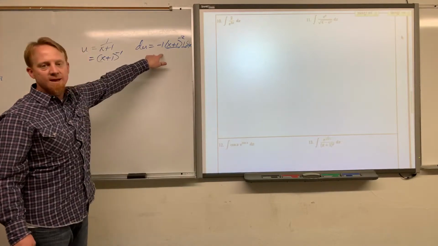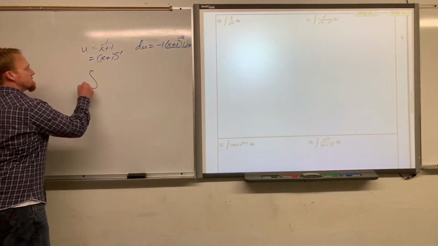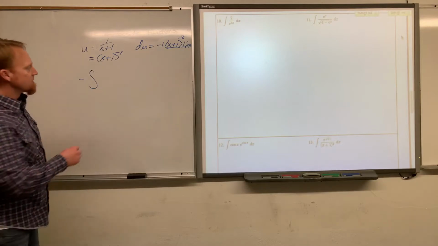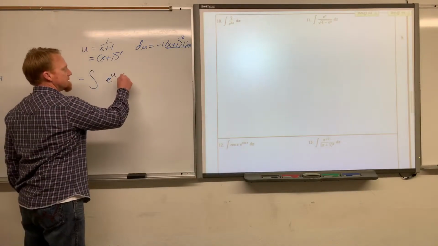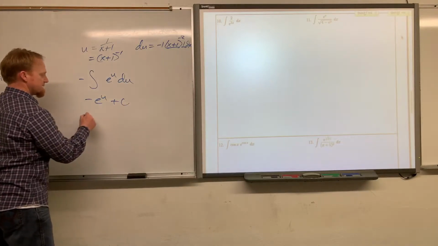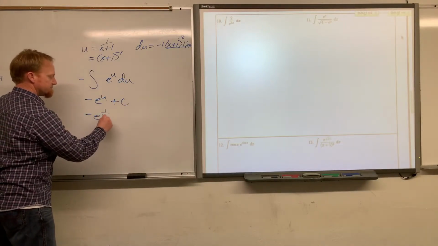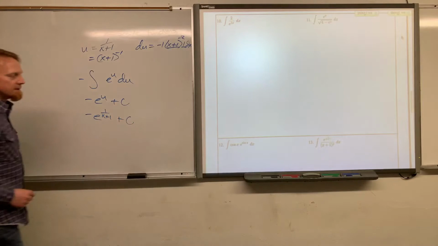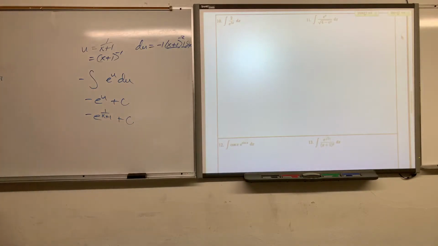Alright, so I've got the x plus 1 squared on the bottom, which takes care of this, but I've got an extra negative. So I'm going to put a negative out front, and we're going to make it e to the u du. Integrate gives me e to the u plus c. Plug back in. There's my answer to 13.